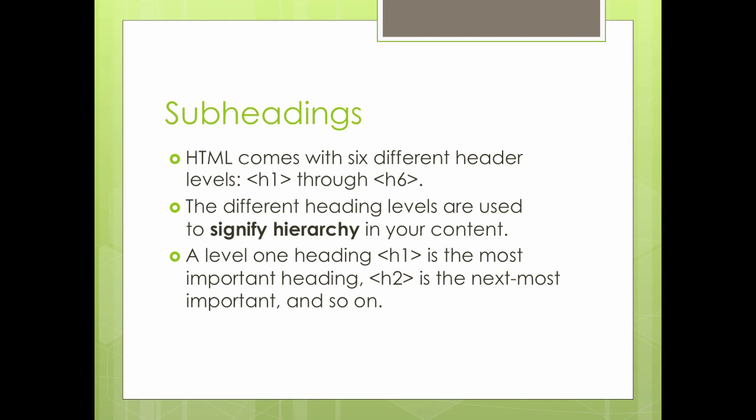It's important to understand that when using something that creates HTML in the shadows, that HTML comes with 6 different header levels. Those are H1 through H6, so H2, H3, etc. And the different heading levels are used to signify hierarchy in your content. They're not going sequentially down the page, although at first it may seem like that. A level 1 heading is the most important heading. That's going to be your page title usually. The H2 is going to be the next most important. H3s would fall under an H2, but there might be multiples.